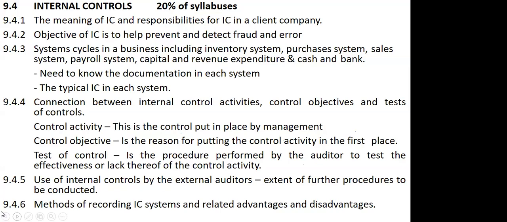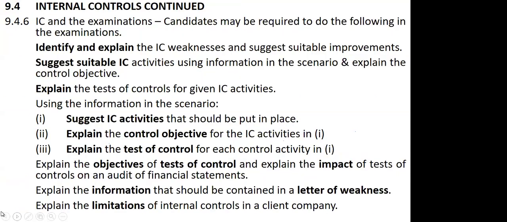And of course, we need to know the methods of recording internal control systems and the related advantages and disadvantages. When auditors are planning the audit and they are performing risk assessment, they also evaluate the controls that exist and they need to record these controls. There are a number of ways in which this can be done, including narrative notes where they write, or including flowcharts or internal control questionnaires. We should know those different methods which are clearly explained in the study manual and the advantages and disadvantages of each of those methods.